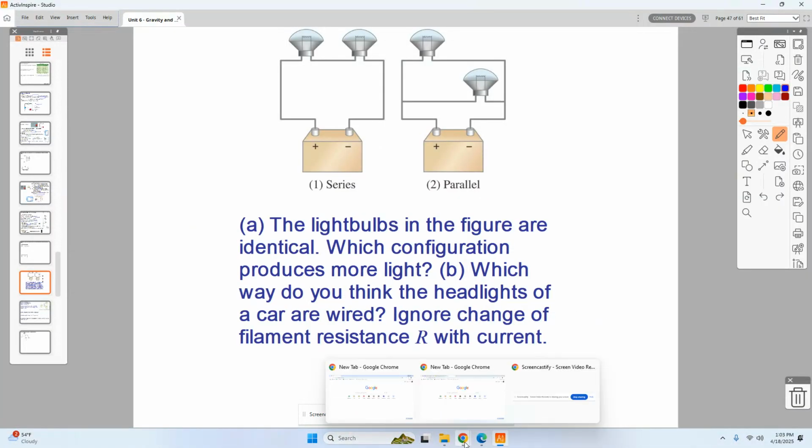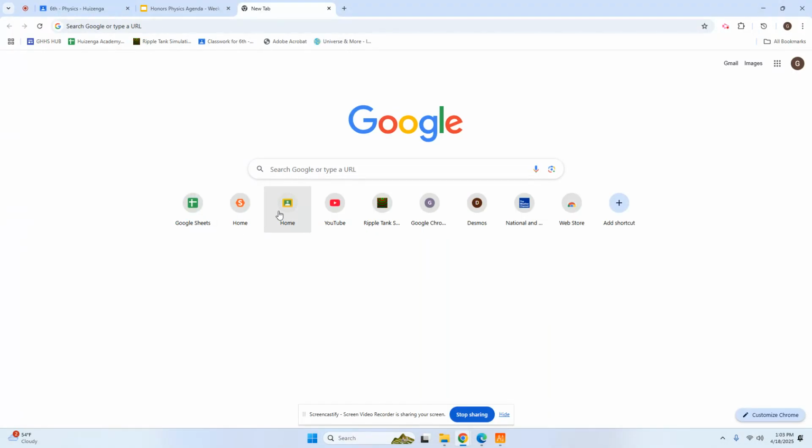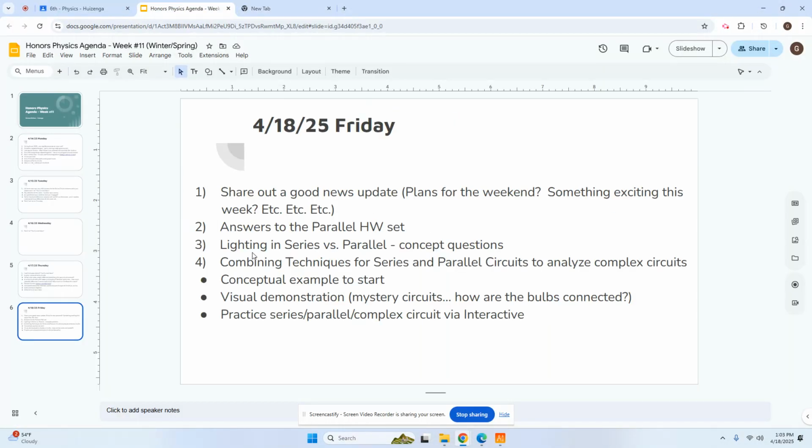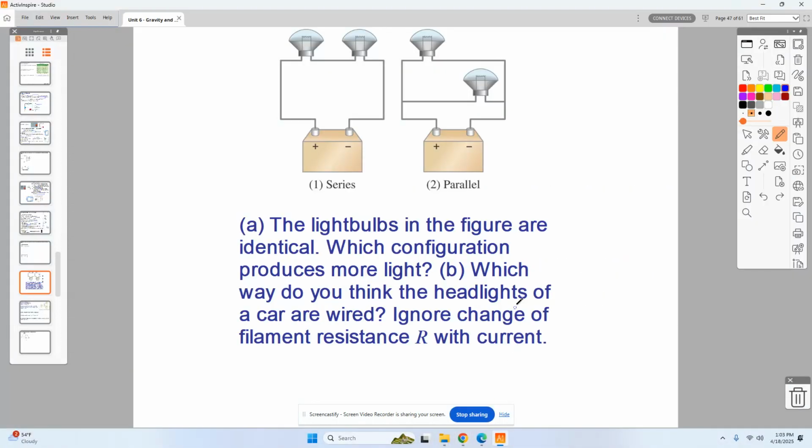Okay, so let's take a look at this. If you are watching this from home, that's because you're absent today. This is our plan. This is the 18th of February, or April, sorry. We are looking at lighting in series versus parallel, and then we're going to do some other things here. So hopefully, if you're gone, you can pay attention through this video.